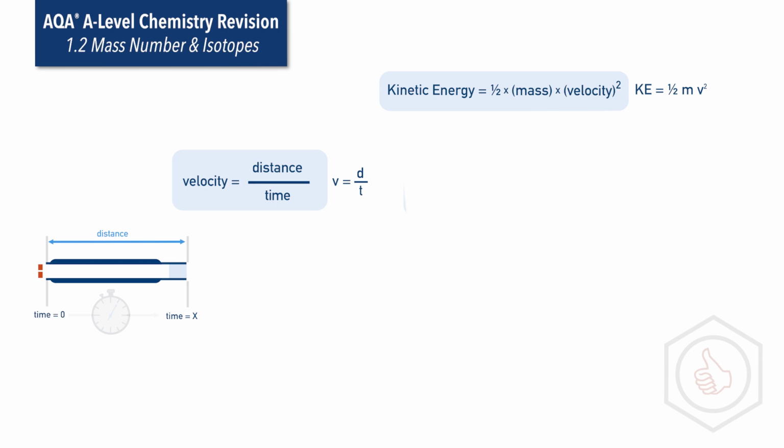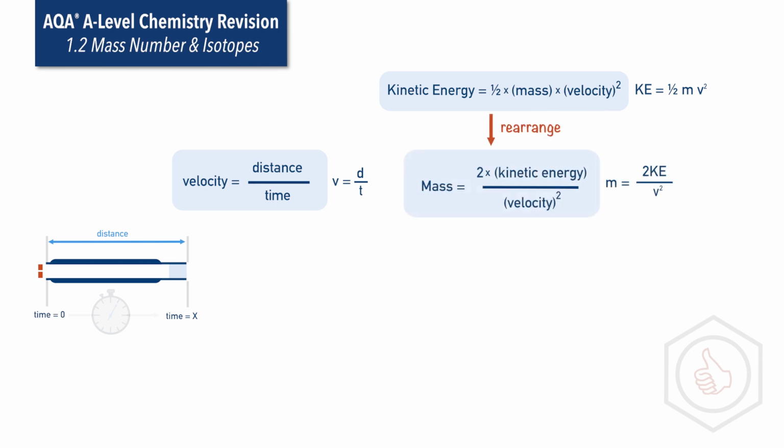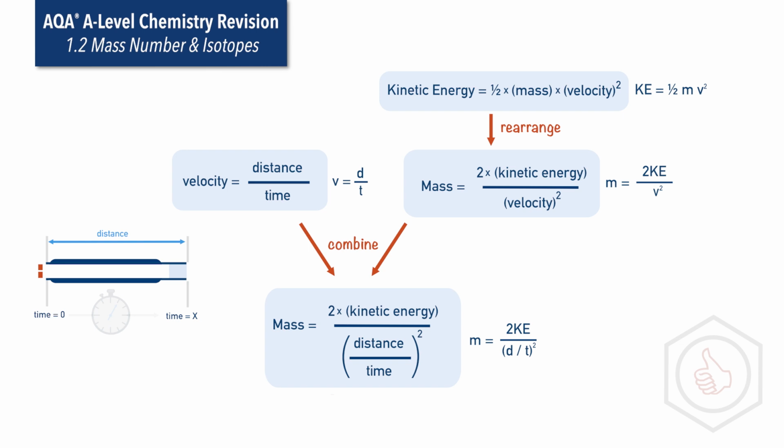Well, if kinetic energy equals half times mass times velocity squared, then mass equals 2 times kinetic energy divided by velocity squared. We've just said that the velocity is going to equal distance divided by time, so we can substitute that into the equation. So now mass equals 2 times kinetic energy divided by distance divided by time squared, or m equals 2KE divided by d over t squared. The combination of these 2 equations enables us to calculate the relative mass of ions being detected in the mass spectrometer, and it's really important for AQA that you can use and rearrange these as required.